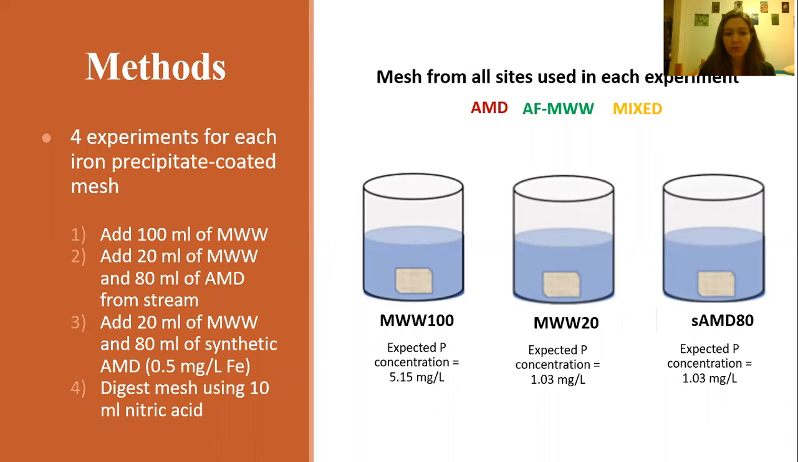There were 4 experiments for each piece of mesh. The first experiment was adding 100 milliliters of wastewater to the mesh. Second was adding wastewater with AMD. And the third was mixing the wastewater with synthetic AMD. The adsorbed phosphorus concentrations at the end of the experiments were compared with expected phosphorus concentrations based on the field samples to determine the percent phosphorus removed. And the last experiment was digesting the mesh to see how much phosphorus was adsorbed on the mesh to begin with.